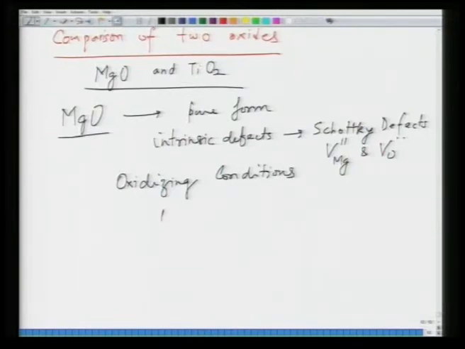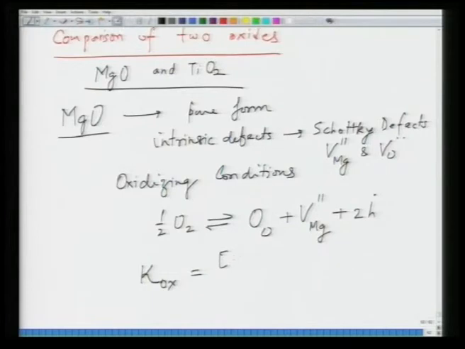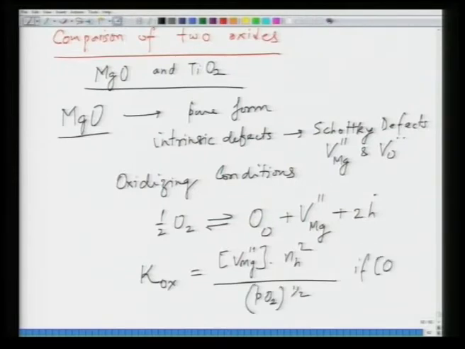Under oxidizing conditions, you will have oxygen coming into the system and this would go to an oxygen site. Now, you have created one oxygen site, and to compensate for that you will have one magnesium site which would be vacant, and that will give rise to two holes. So, this would be the defect reaction, and K for such a reaction would be K ox, which is Vmg multiplied by NH square divided by PO2 to the power half, if OO was equal to 1, if I take a dilute solution.